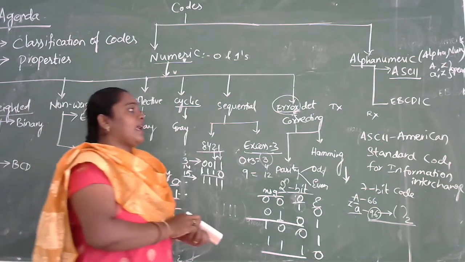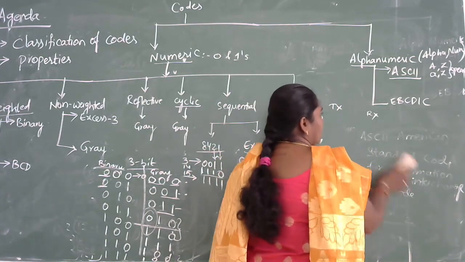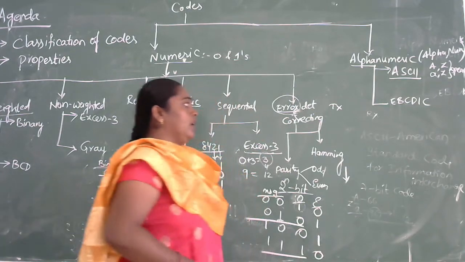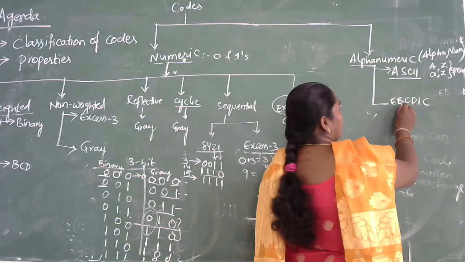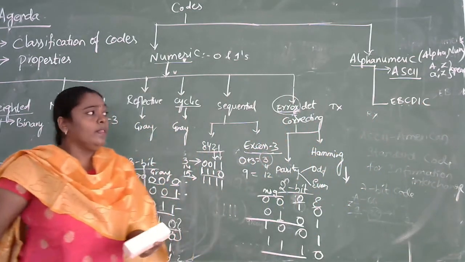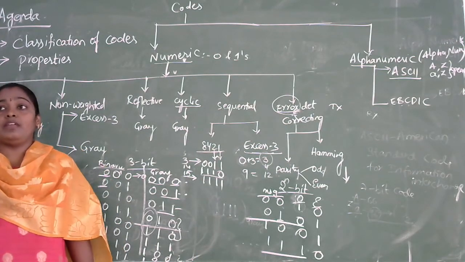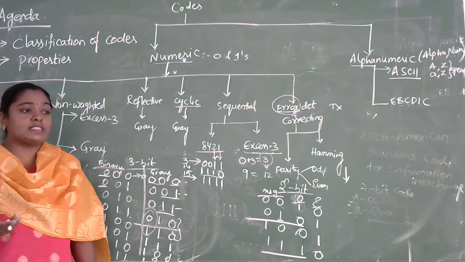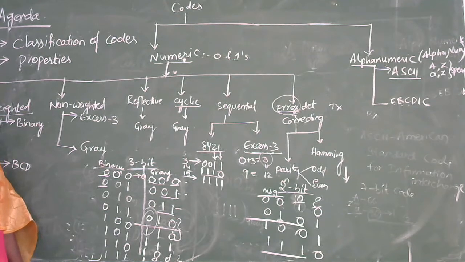Similarly, the last one is EBCDIC, which is nothing but Extended Binary Coded Decimal Interchange Code. In the case of ASCII, we have a 7-bit code, whereas in the case of EBCDIC, we have an 8-bit code. This is all about the classification of codes and its properties.